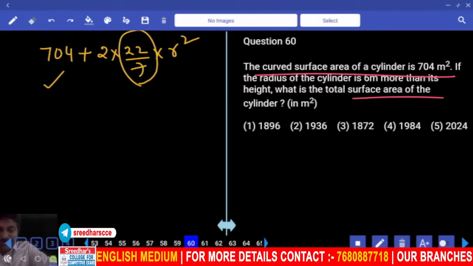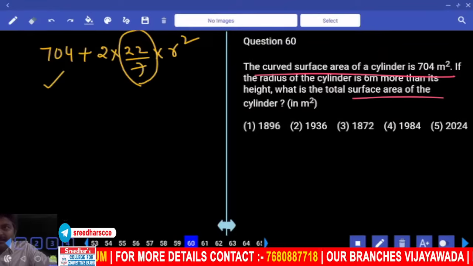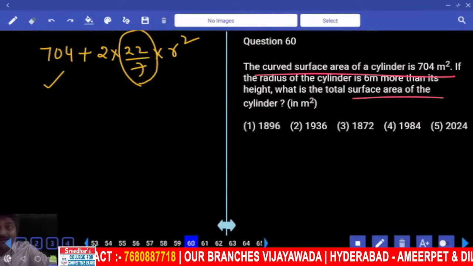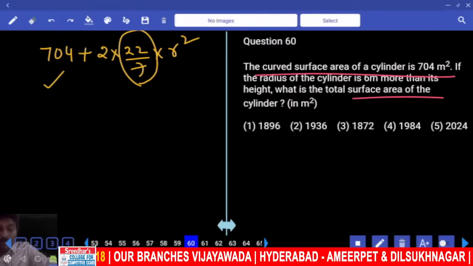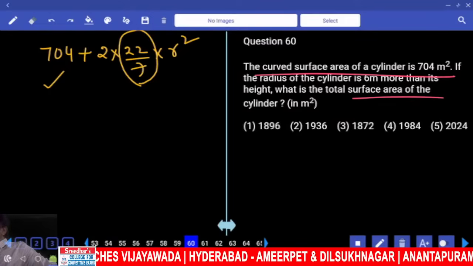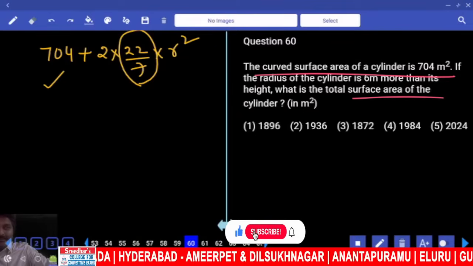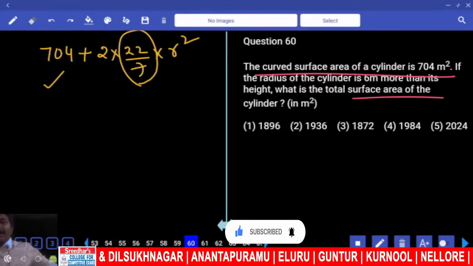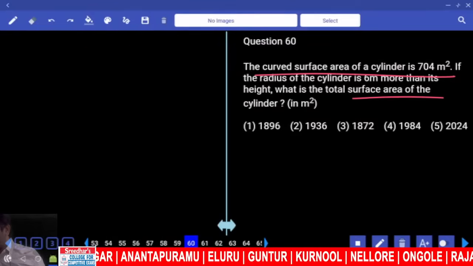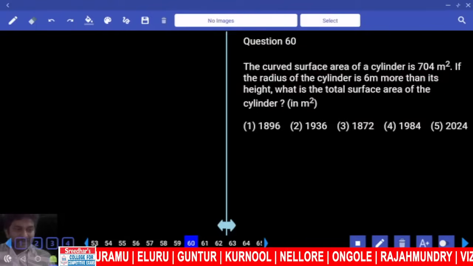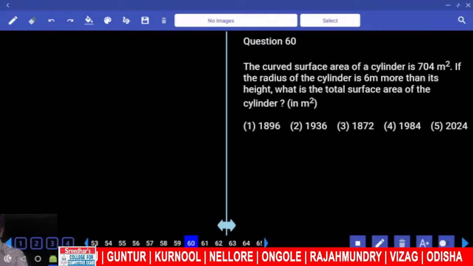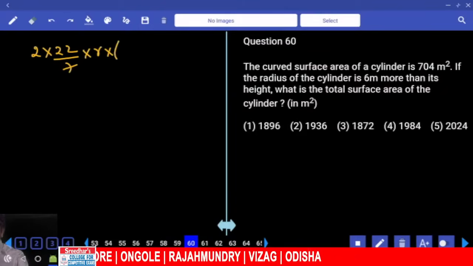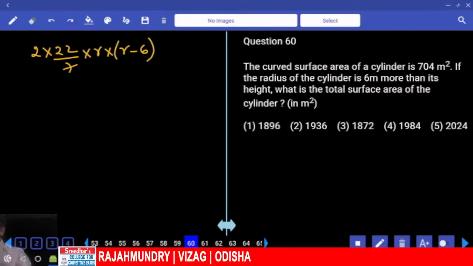Go to options. Can it be first option? No. Second? Yes. Third? No. Fourth? No. Fifth? Yes. How many are there? 2 options are there. Because there are 2 options, either you solve the question or you prove one is right or the other is wrong. So let us solve the question. Curved surface area 2 pi r h. H is 6 less than the radius.